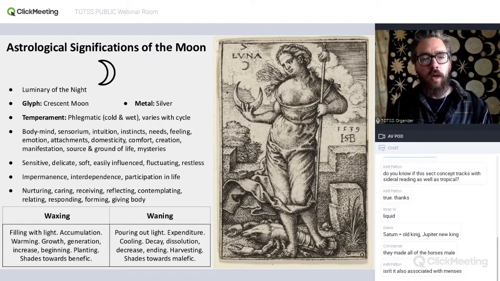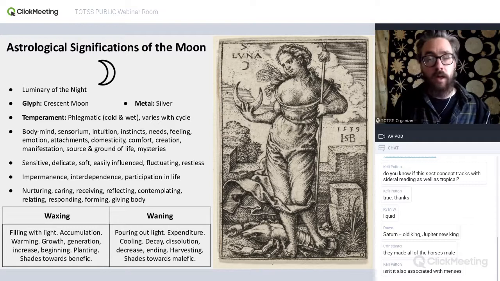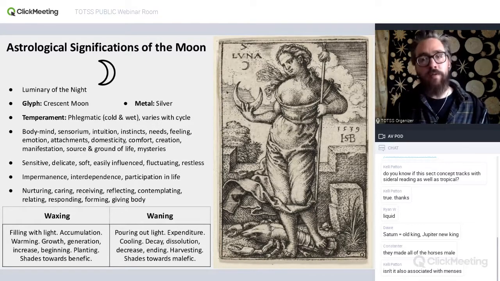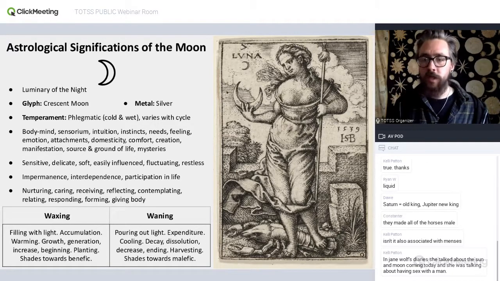And the moon is also mysterious, where the sun is very clear and distinct and direct. The moon is more diffuse, more mysterious, and has a kind of depth that I think the sun does not have. So the moon is sensitive, delicate, soft, easily influenced, and we'll see that in the charts. The moon very easily takes on and is very influenced by the planets that she's closely configured to.